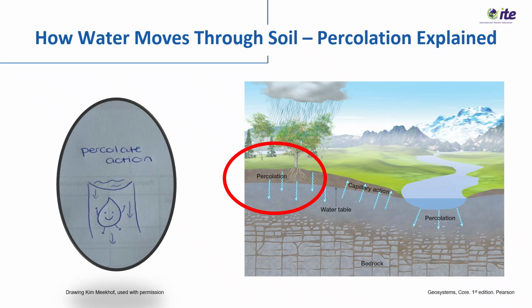It affects how plants access water, influences groundwater recharge, and determines the movement of nutrients and pollutants in ecosystems. Without percolation, water would remain on the surface, leading to flooding, erosion, or poor soil hydration. In short, percolation is nature's way of moving water from the surface into the soil, supporting life, recharging aquifers, and maintaining the delicate balance of our ecosystems.